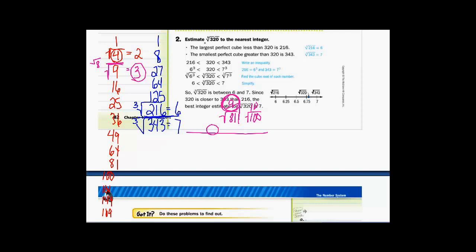So if I want to know the cubed root of 320, even though it doesn't come out even, we know it's going to be in between 6 and 7. We can't just say in between 6 and 7. We need to pick the one that's closest. So 320 is closer to 343 than 216. So the best estimation we can do for that would be that the cubed root would be 7.